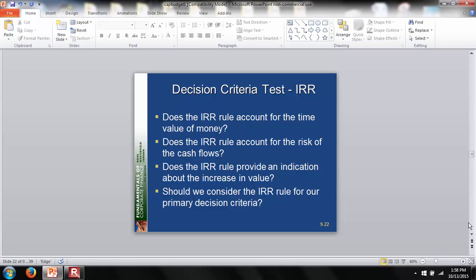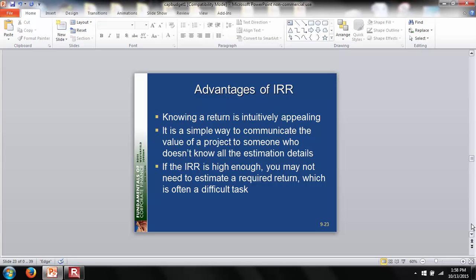So these are the reasons why academics stress the importance of the NPV. But as we said before, the IRR is very popular. And why is it popular? Knowing a return is intuitively appealing. So you could be a marketing person, you could be a management person, you get one number that gives you a lot of information. It is a simple way to communicate the value of a project to someone who doesn't know all the estimation details. So that's one reason why it's popular. And if the IRR is high enough, you may not need to estimate a required return, which is often a difficult task.